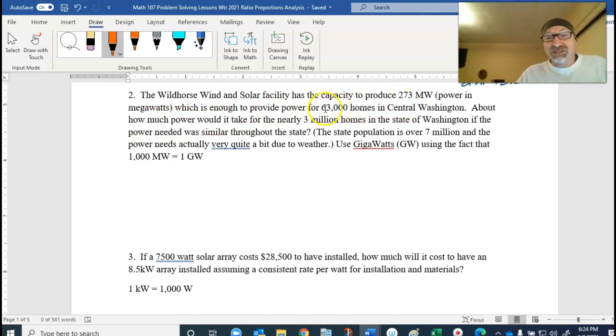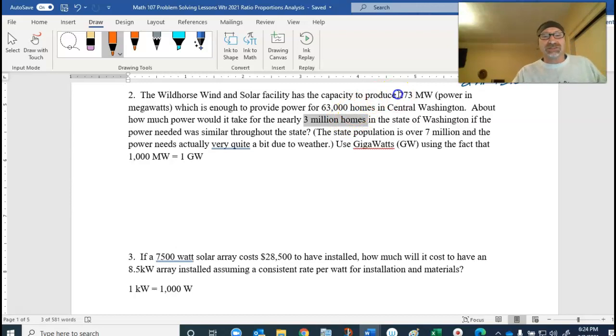Now, that changes, because if someone's not running their microwave, they don't need as much energy, or if their air conditioning isn't running, or their dryer, or the heater, so whatever electricity you're using. So how much each home is using varies quite a bit, depending on what they're doing in that home at the time. So about how much power would it take for nearly 3 million homes in the state of Washington if the power needed was similar throughout the state? Which we know it's really not. Central Washington has a high demand for power because of the extreme temperatures of cold and heat that most of the people in the state don't get over on the west side. Anyway, there's 3 million homes for about 7 million people, a little over 2 people per home.